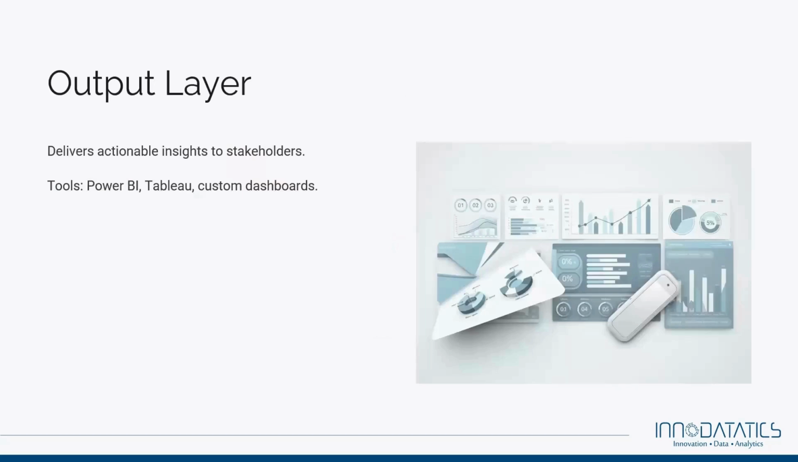Finally, we have the output layer. This is where insights from your model are made available to stakeholders, often through dashboards, reports, or automated alerts. Tools like Power BI, Tableau, or custom-built dashboards ensure that the results are accessible and actionable. In a manufacturing environment, the output might be an alert system that notifies technicians when a machine is likely to fail.